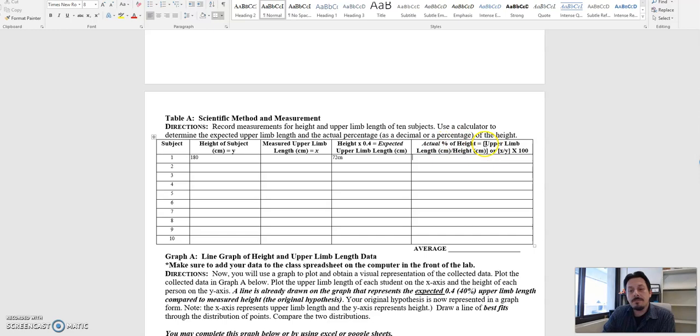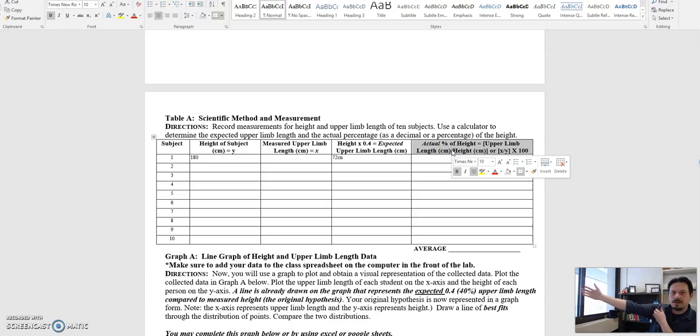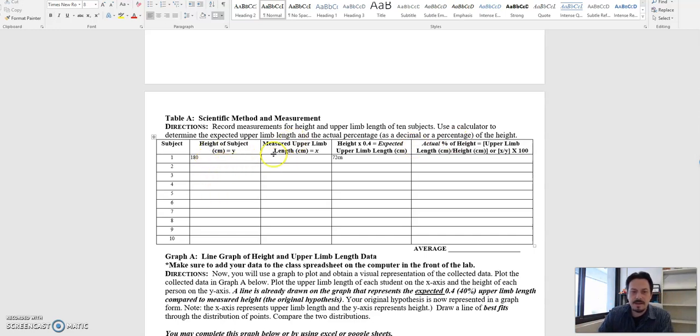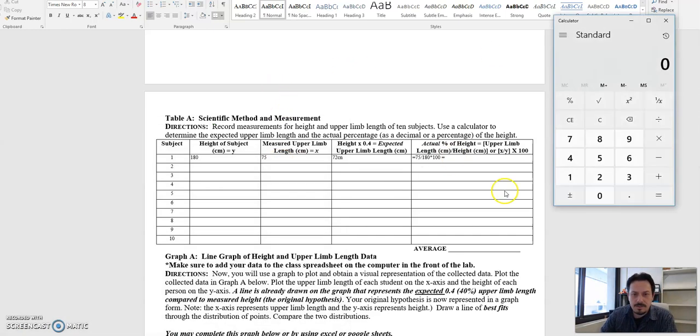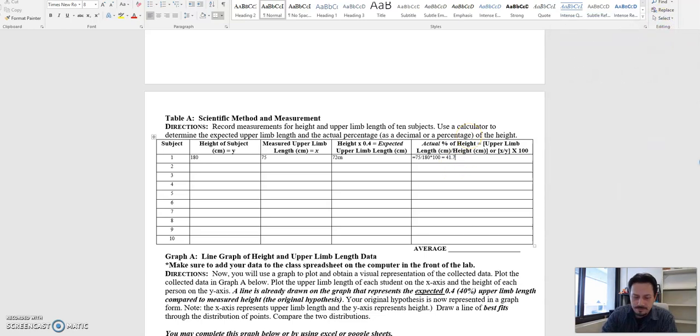Then you would try to find the actual percent of height. In this column, you take the upper limb length, the measurement from the armpit to the end of the middle finger, and you divide it by the height, which is what you measured. Let's say that's 75. So you would take 75 divided by 180 times 100. Let me get my trusty calculator out. 75 divided by 180 times 100 is 41.7%.